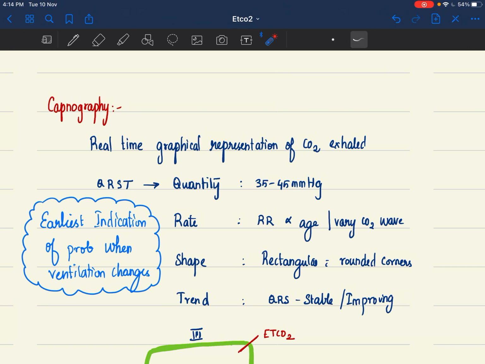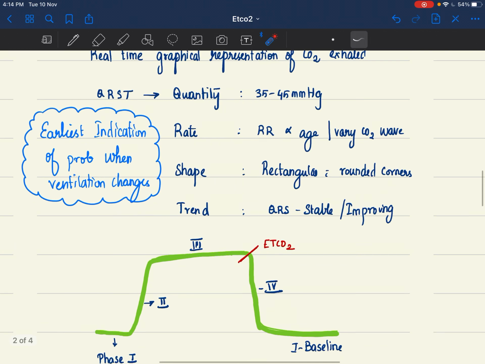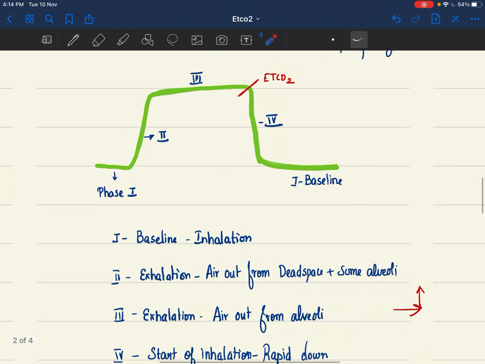The lag time will not be there in end-tidal carbon dioxide or a capnographic measurement. It will immediately flatline, saying the patient is not being ventilated. Hence, you will have a very early indication that something is going wrong with the patient. This is a standard capnographic waveform.